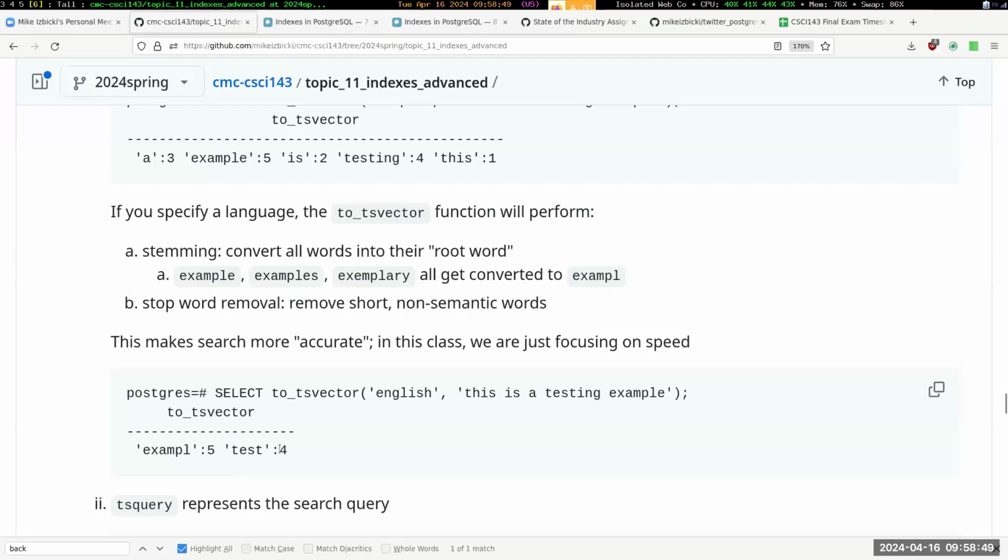Any questions about this TS vector? What's going on? Nico?